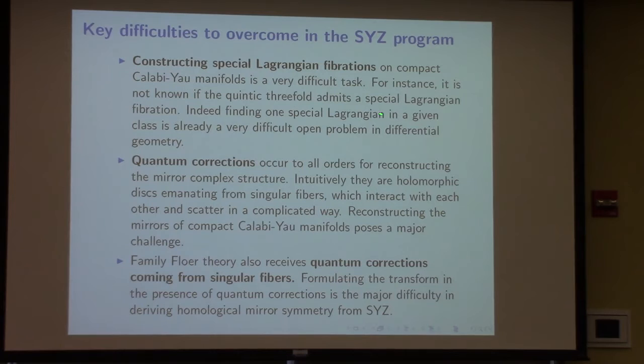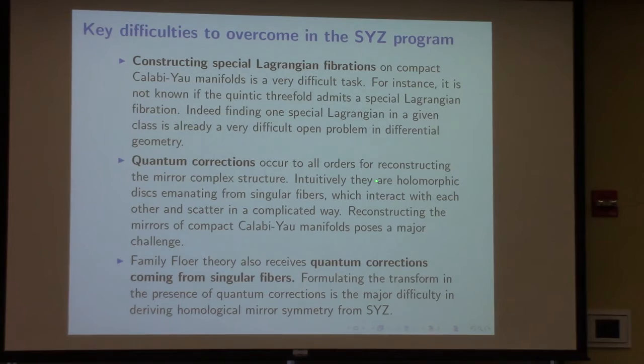So this is a very challenging question. Quantum corrections, compared to all others, will require reconstruction of the complex structure. This is amazing, complicated work, I think, by Fukaya and all his co-authors. Intuitively, there are holomorphic disks emanating from singular fibers which interact with each other and scatter in a complicated way. So reconstructing the mirror compact Calabi-Yau manifold becomes a major challenge. First of all, we have to understand how to construct special Lagrangian fibrations in an efficient way, hopefully explicit enough. And then we have to understand the holomorphic disks coming from the singular fibers.